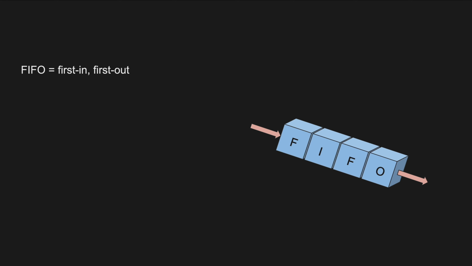Alright, so let's kick things off by talking about what a queue actually is. In computer science, a queue is a linear data structure that follows the first in, first out principle, FIFO. So what is first gets served first.